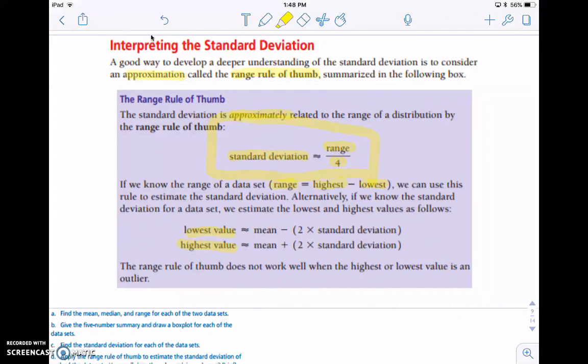It's just a range rule of thumb. It's an approximation. However, I will throw out there, it does not work well when the highest or the lowest values are outliers, when they're really big and far away from the mean. So just take that into consideration when you're looking at the range rule of thumb. So in the next video, we are going to cover examples with this range, with standard deviations and the 5-number summary and so forth.